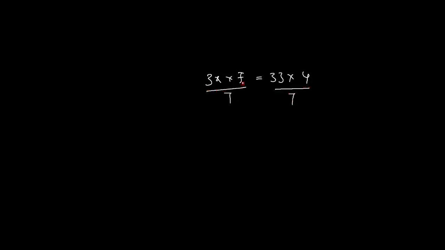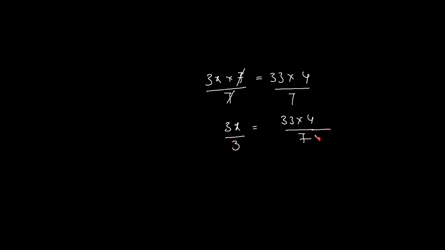It is an easy method for you to understand. If you divide or multiply on both sides, the equation value will not change. That's why I am dividing here: 7, here 7. So what are the remaining terms? 3x only. Now it is 33 into 4 divided by 7. Now I want only the x value, so to find it I am dividing both sides by 3 now.